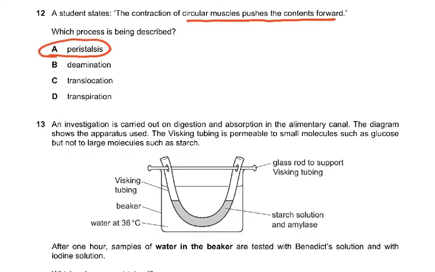Deamination takes place in the liver. That's the removal of the nitrogen part. Translocation is the movement of sucrose in the phloem, and transpiration is the diffusion of water vapor out of the leaf, so that is nothing to do with muscle contraction. Deamination is the only thing which is human. Translocation and transpiration are in plants. Contraction of circular muscle is something to do with humans. Plants do not have muscles in them.